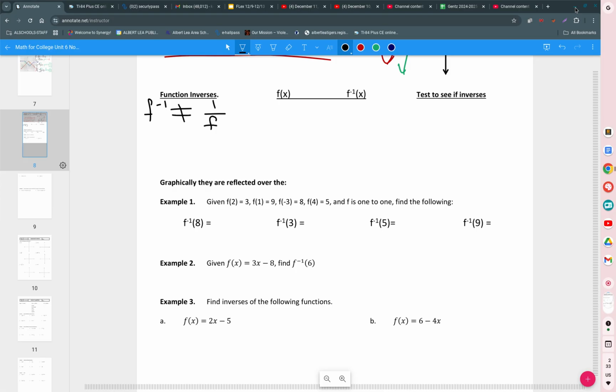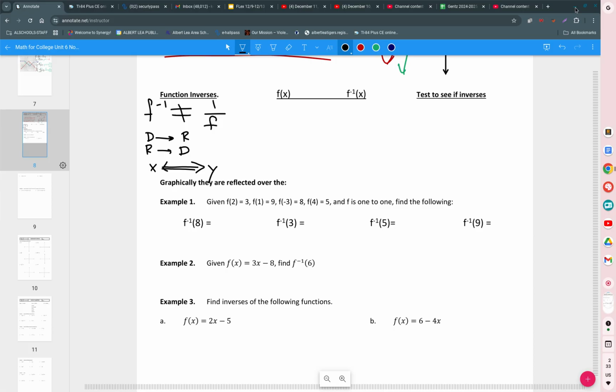You don't put it on the bottom. It doesn't mean you're taking it to the -1 power. What a function inverse means is that the domain becomes the range, and that the range becomes the domain. They switch, or in other words, all of the x's trade places with all of the y's. All the x's trade places with all the y's, and all the y's trade places with all the x's.